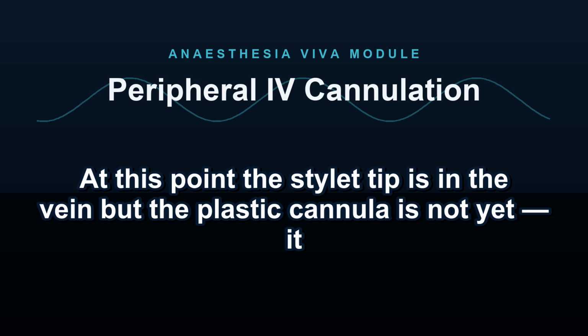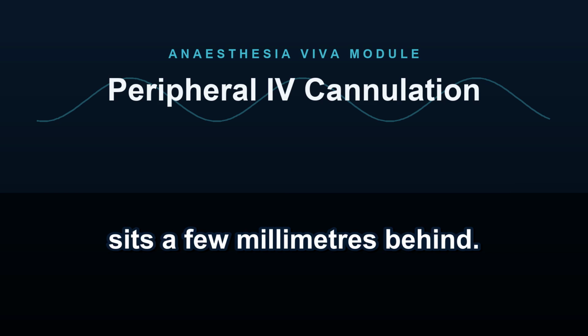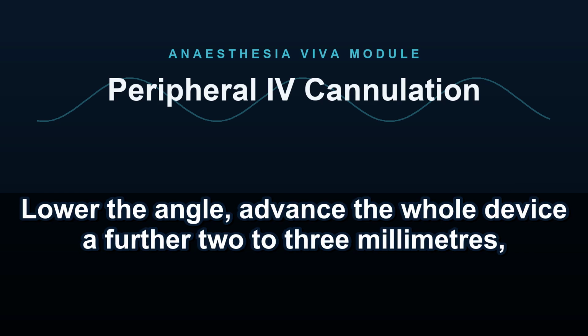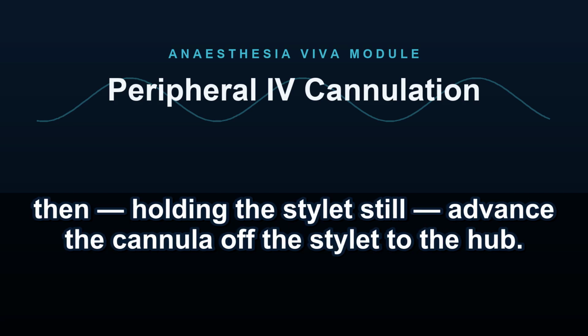At this point, the stylet tip is in the vein but the plastic cannula is not yet. It sits a few millimeters behind. Lower the angle, advance the whole device a further 2 to 3 millimeters. Then, holding the stylet still, advance the cannula off the stylet to the hub.